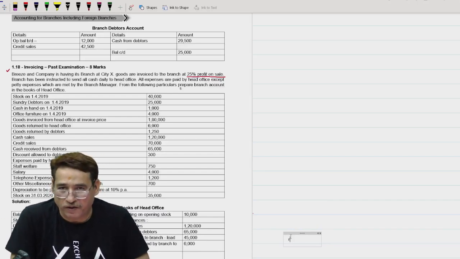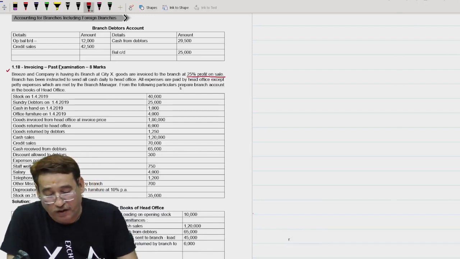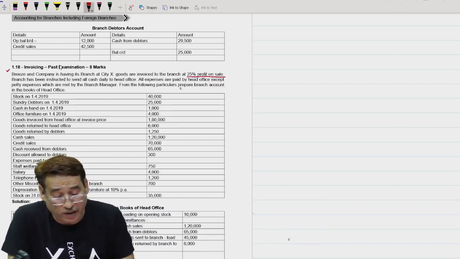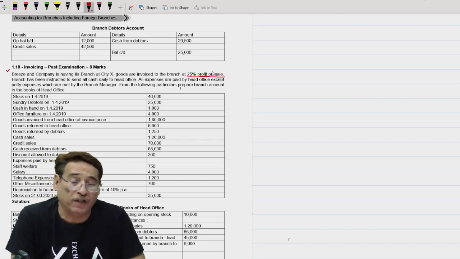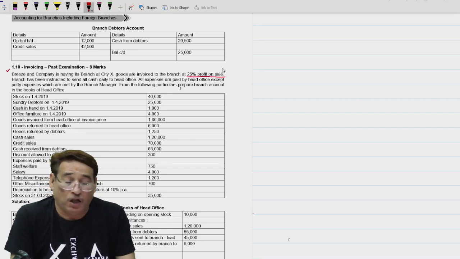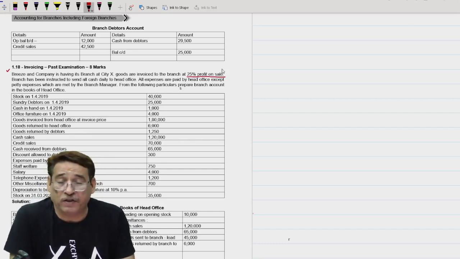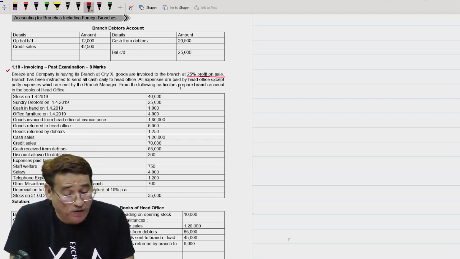So we begin the session today with 1.18. Now, Breeze and Company, having its branch at City X, and goods are invoiced to the branch at 25% profit on sale. Now, this is the line we have, which would need your attention, because this is the question in which rate of profit is based not on cost, rather on sale.